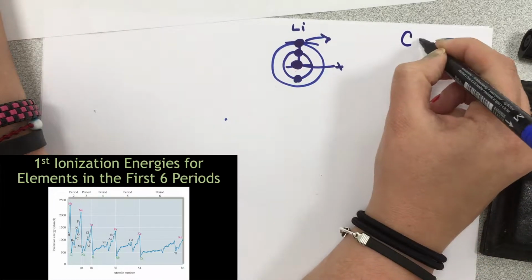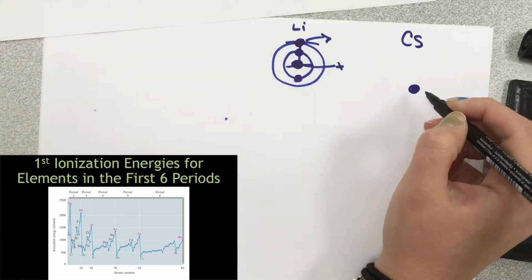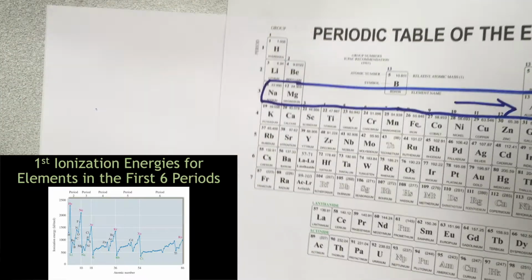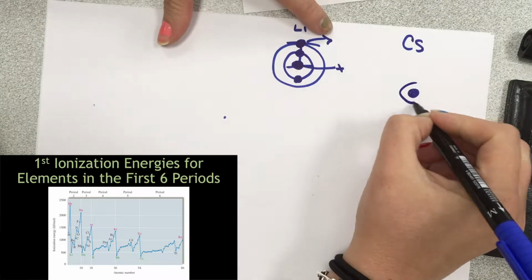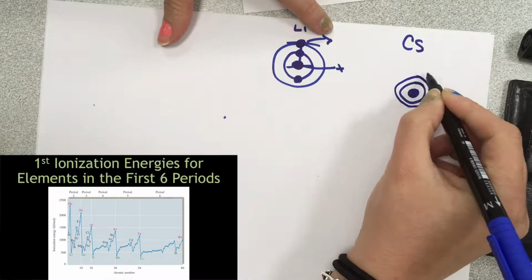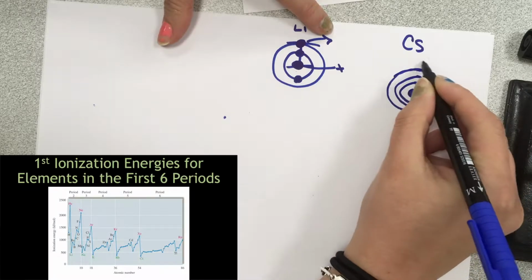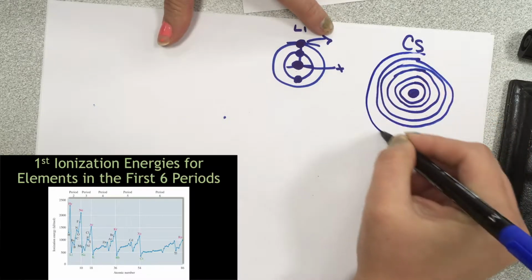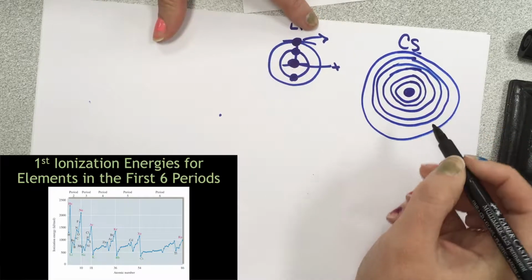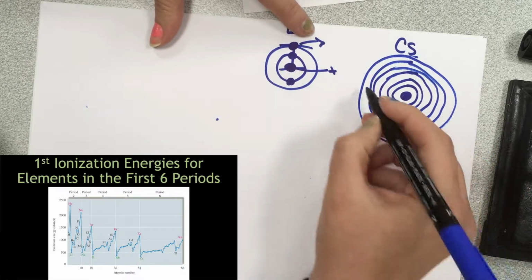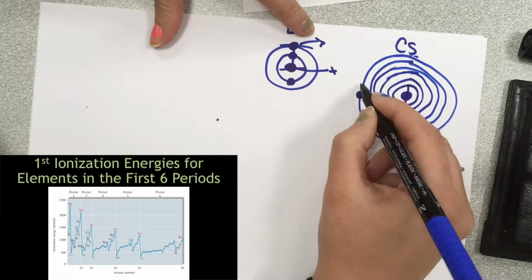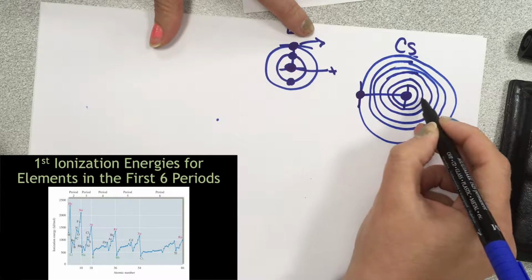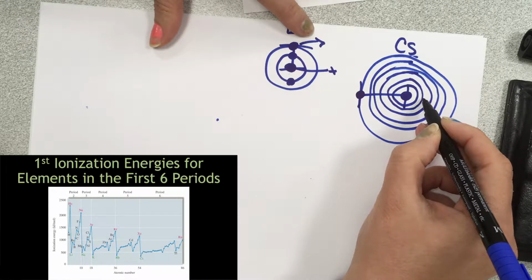Now with cesium, you have 1, 2, 3, 4, 5, 6. It has 6 energy levels. So cesium, we're going to draw. I have really bad circle drawing skills. 3, 4, 5, 6. Okay, so we have 6 energy levels. That's so horrible. So the electron here, the distance is way further compared to lithium, where the electron stopped here. So there was a really strong pull from this positive nucleus to this electron.